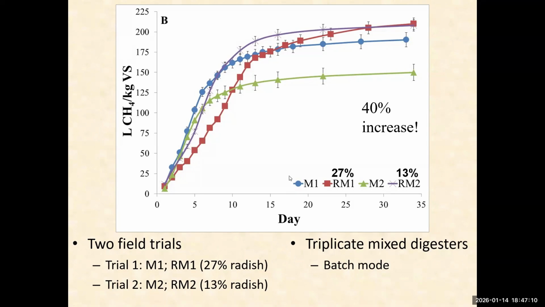And I do want to point out too that although our manure only digesters from trial 1 and trial 2 contained the same amount of manure, methane production was found to be significantly different between trials when we normalized the data. Therefore, the effect of forage radish organic loading on methane production could not be statistically determined. However, what I do want to point out is that just by adding a small quantity of radish, such as 13%, to a dairy digester, this resulted in a 40% increase in methane production when we co-digested it.